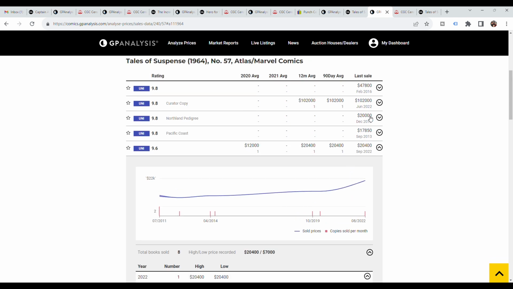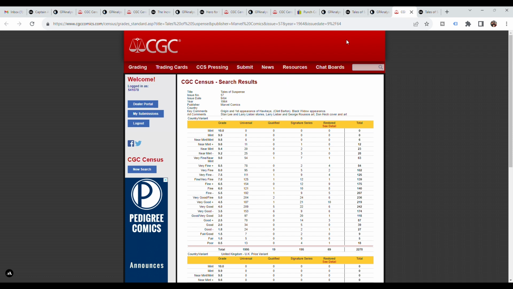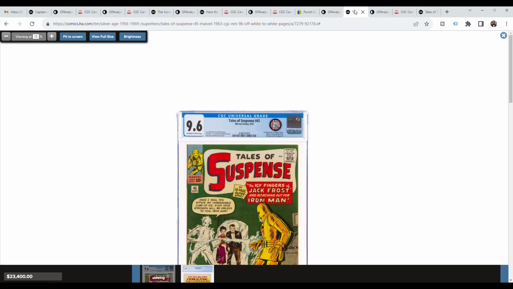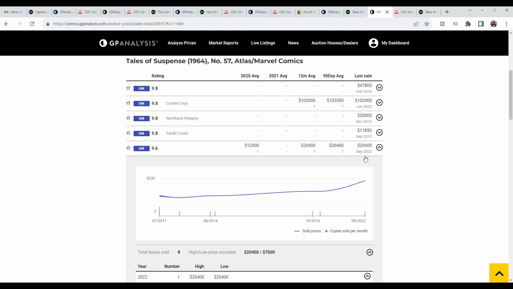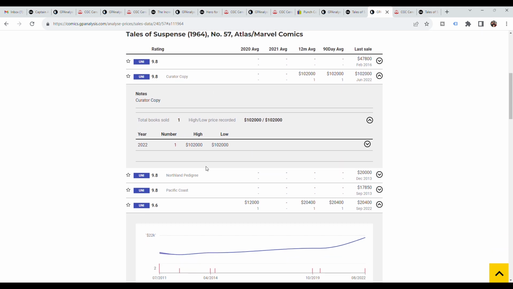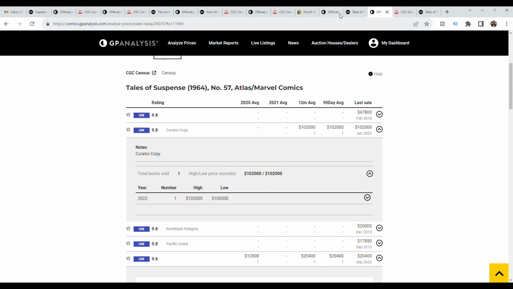Not to mention that also this year, a 9.8 curator copy came to market and did $102,000. And looking at the census for Tales of Suspense number 57, there's only six 9.8s in the world, only 11 9.6s. So again, I think this was just unfortunate timing for both of these keys. I think we would have been sitting in a very different place had both of these come to market at the peak of the market in May of 2021 or something like that. But both incredibly strong sales. I think $102,000 for a one of six, and not to mention it's the curator copy. It seems like a safe place to park your money at the very least.